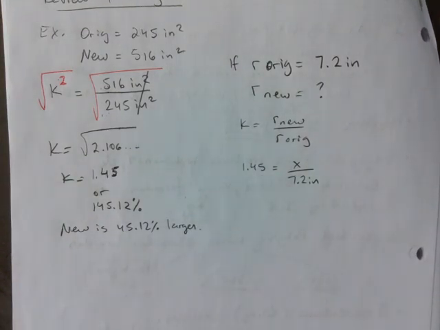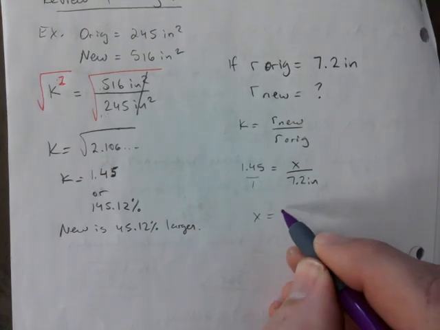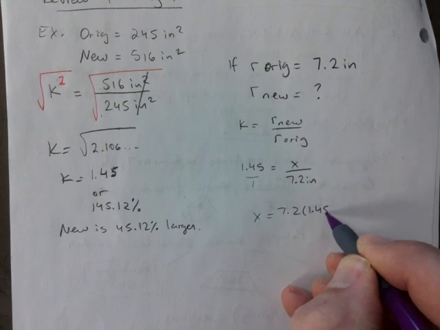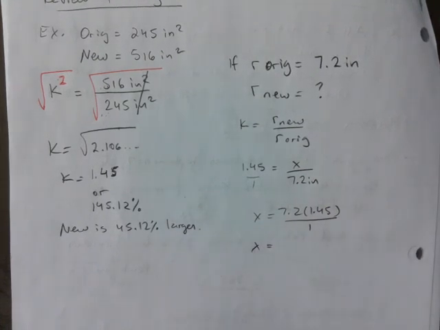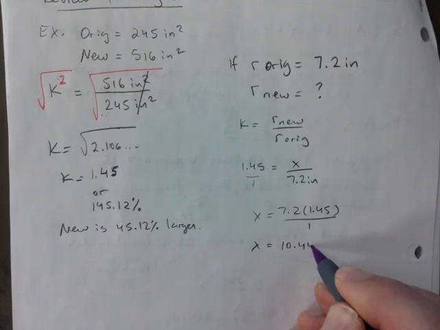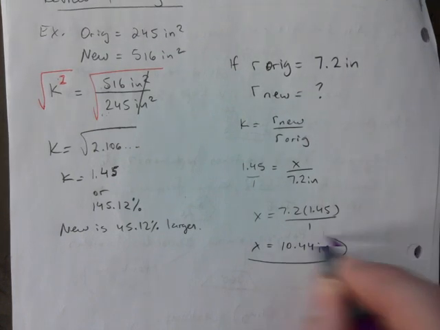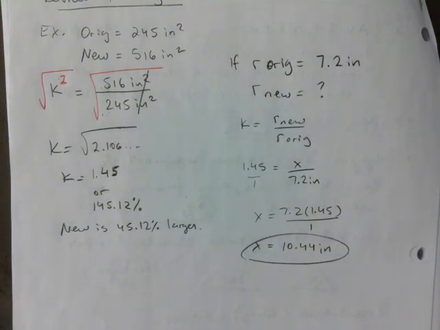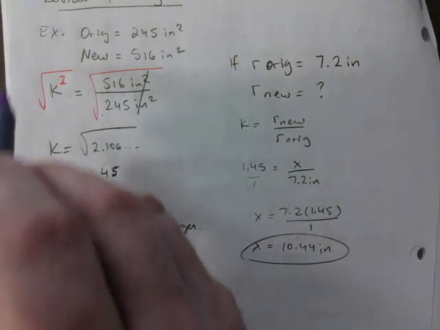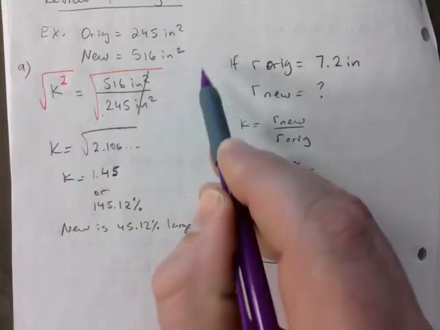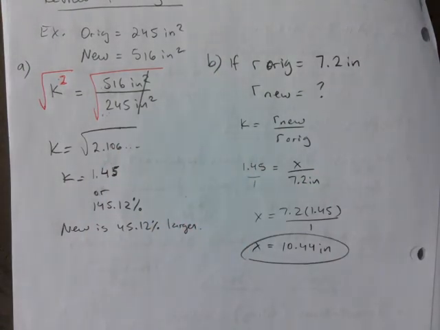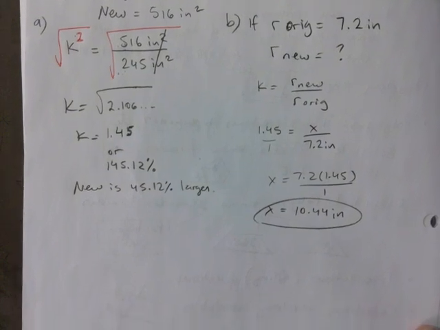We don't need to square anything because we've got linear, one-dimensional. So you put the 1 here, and that's 7.2 times 1.45 divided by 1. It's not really that relevant. So the radius of the new tank would be this. So this is part A, this is part B. I'll do a C before we go, okay? Just to help you out.